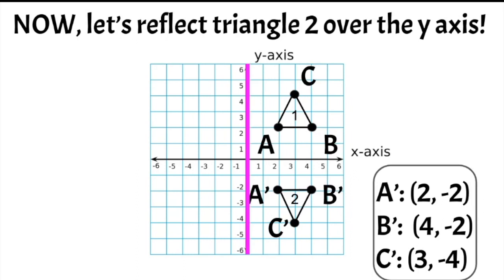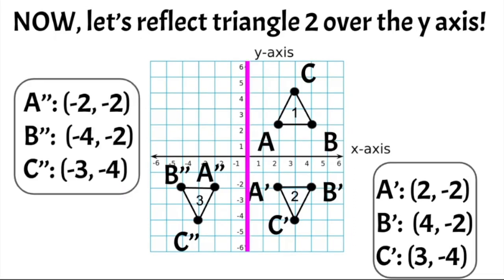Now let's reflect over the y-axis. The y-axis is the vertical line. We'll do the same thing by finding the distance from each point to the y-axis on both sides. A is 2 units from the y-axis, so the new A point should be 2 units from the y-axis. The B point is 4 units away. The C point is 3 units away, so it should also be 3 units away from the y-axis on the other side. When you're done, connect the dots and see your triangle.